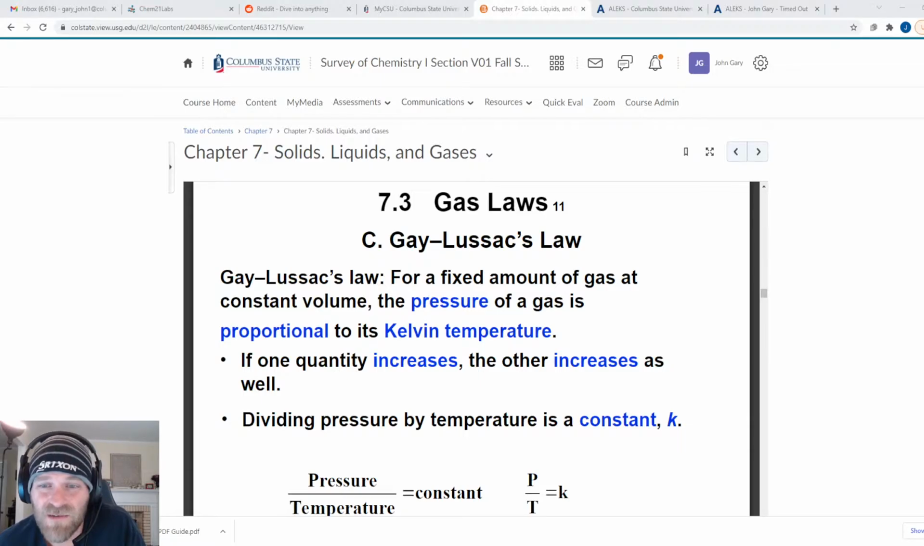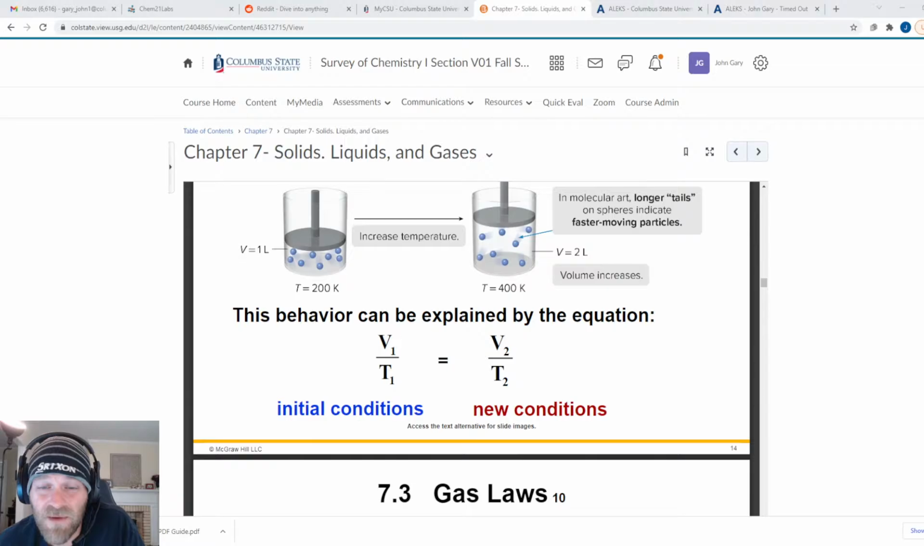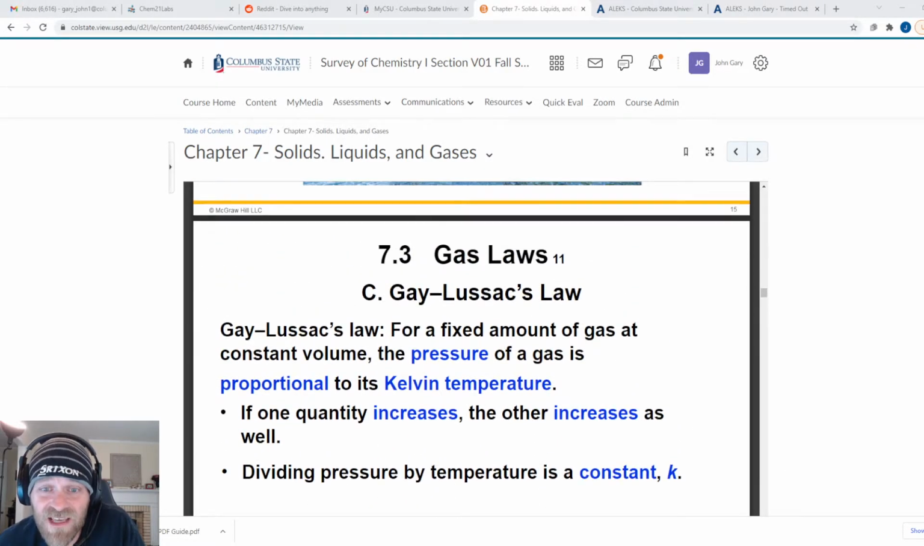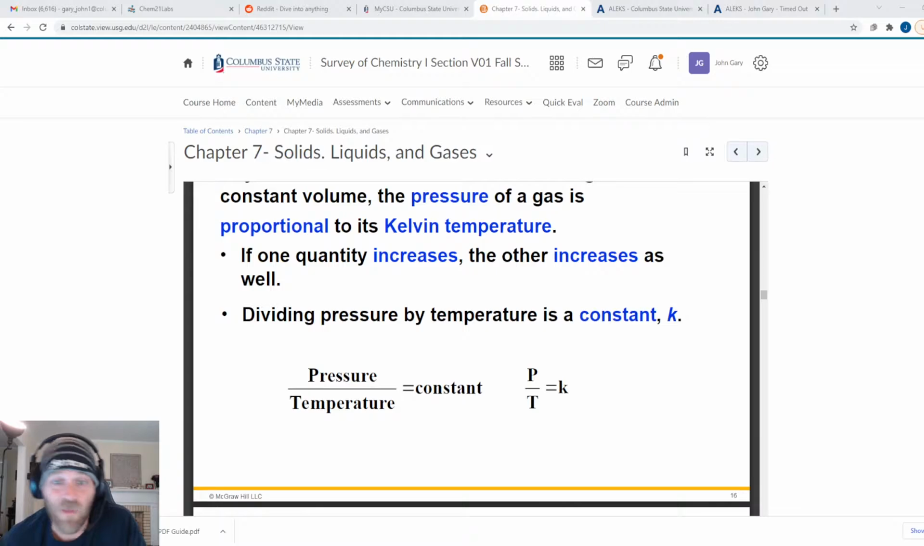This is about a fixed amount of gas at constant volume, where the pressure is proportional to temperature. So remember the last one, Charles' law, was about volume. Gay-Lussac's law is about pressure and temperature. As temperature goes up, pressure goes up. As pressure goes up, temperature goes up. All right? And why is that?